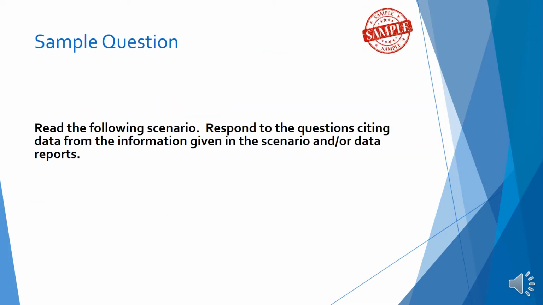All right. So we're going to do a sample question so I can give you an idea of what this is going to feel like. So these are the directions. Read the following scenario, respond to the questions, citing data from the information given in the scenario and/or data reports. The important word here is citing data from the information given. So you need to go back and look at the data and add in why you're making a decision based on the data, and explain how you are using data in your response.